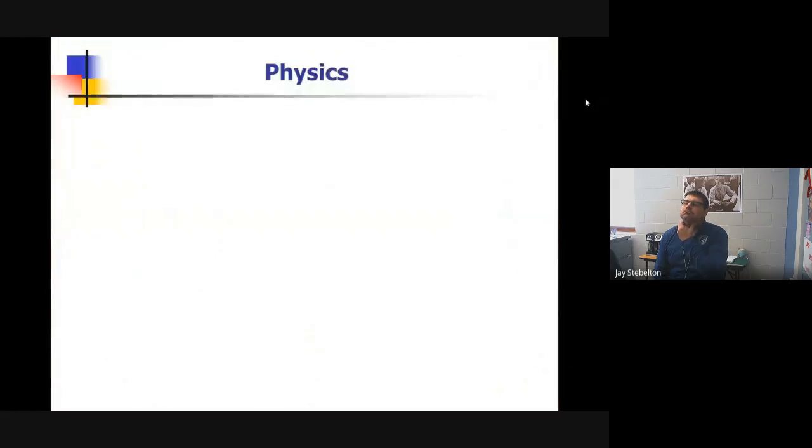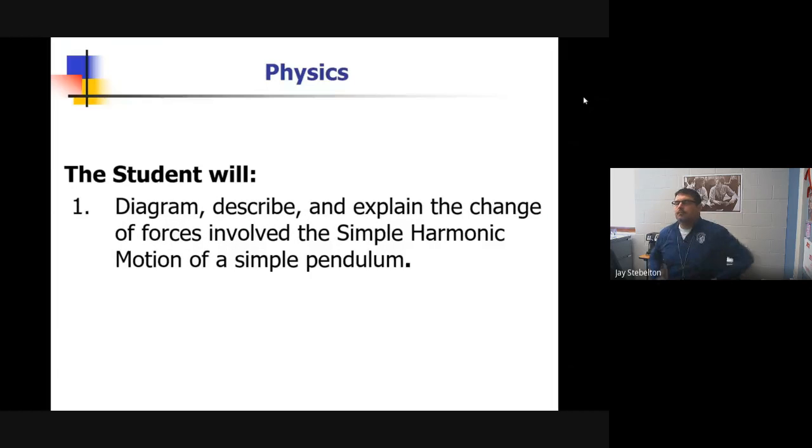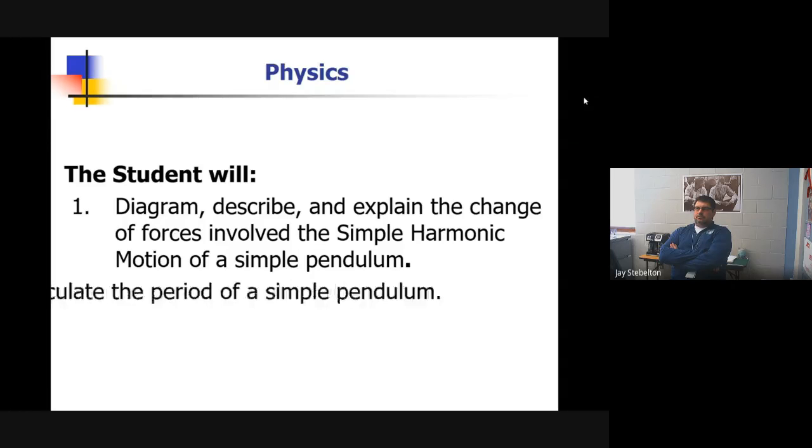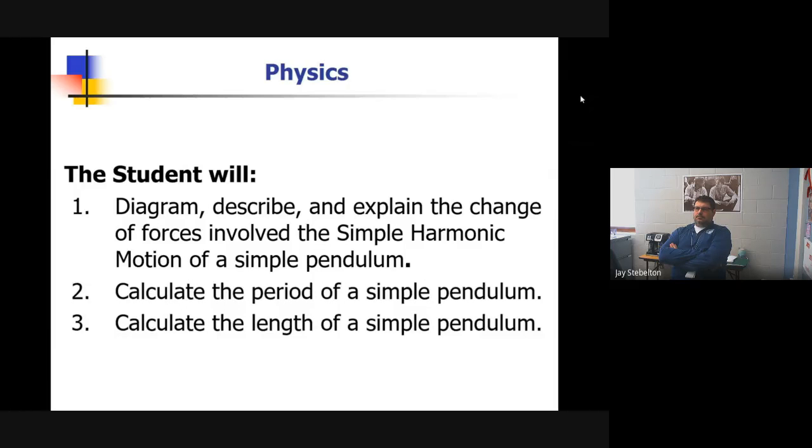So what are we doing today? Well, first of all, we'll diagram, describe, and explain the change of forces involved in the simple harmonic motion of a simple pendulum. Calculate the period of a simple pendulum and calculate the length of a simple pendulum.